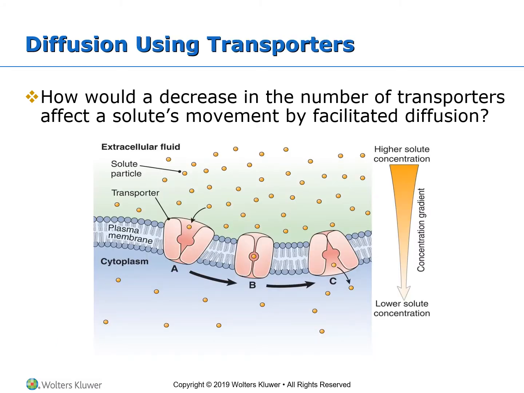Now, this is a different type of diffusion, and this will need energy for transportation. If you look into this, you can see that we have transporters that will grab some particles, opening on one side, will close, and will carry this particle to the other side.